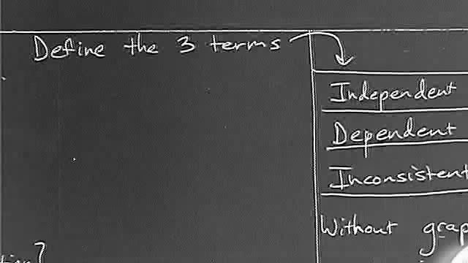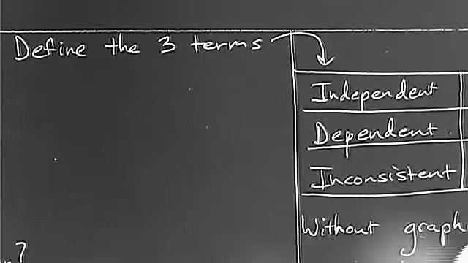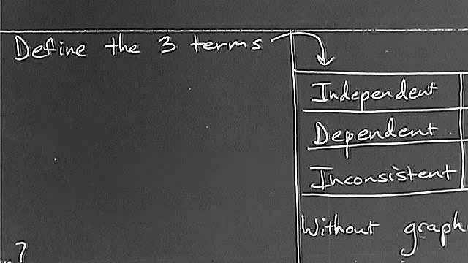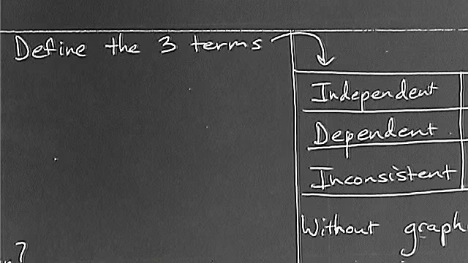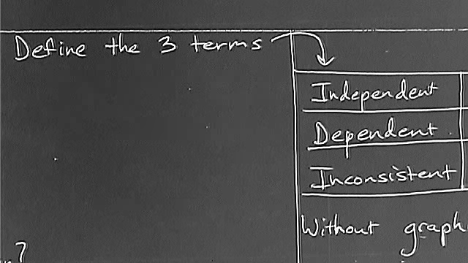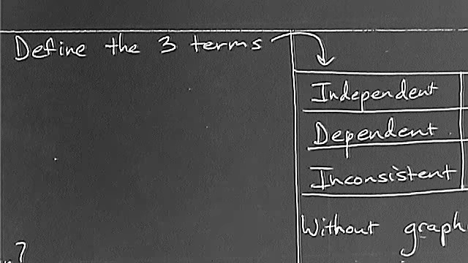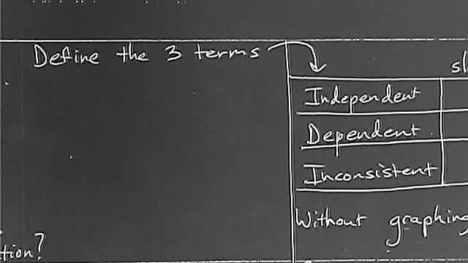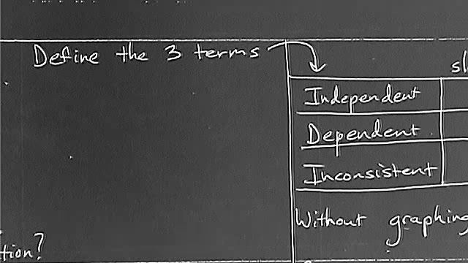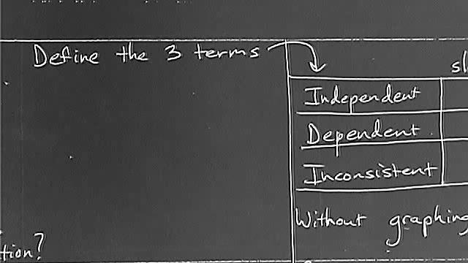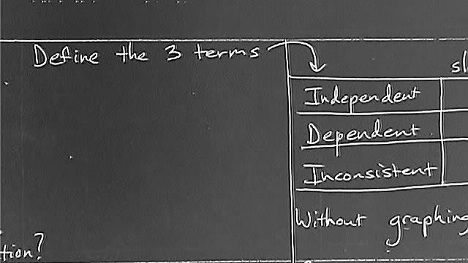Okay, the next thing you need to look at in section 3.1 is I want you to define three different terms. And those terms for a system of equations are independent, dependent, and inconsistent. So identify what those three terms are: independent, dependent, inconsistent. Once again, you can use the internet or your book. You're talking about systems of linear equations.